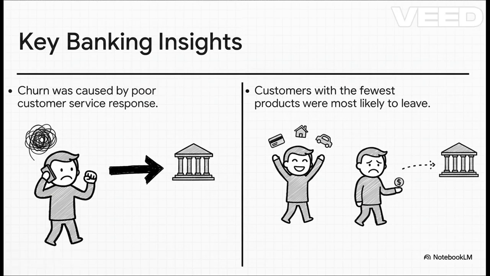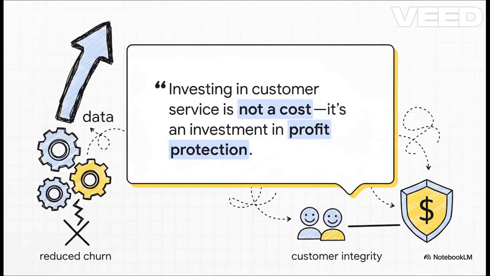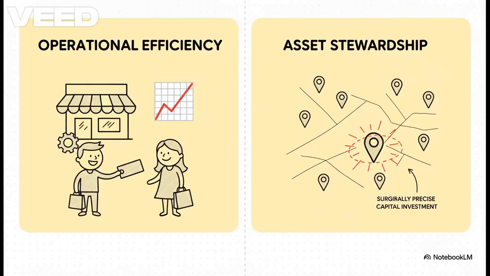The deep learning analysis on the service logs uncovered two critical holistic insights. One, the main reason for customer churn was calling customer service repeatedly and not getting the right response. Insight 2, the customers with the highest churn were those with the lowest number of financial products. The data proved that investing in customer service is not a cost, it's an investment in profit protection. It strengthens the value of integrity and service, which directly reduces churn and increases the chances of those customers buying more products later.